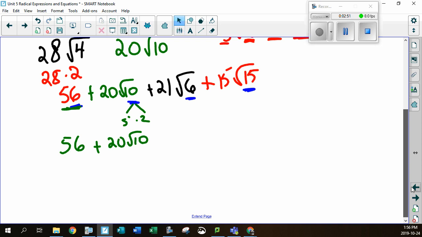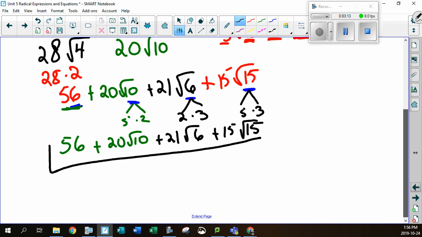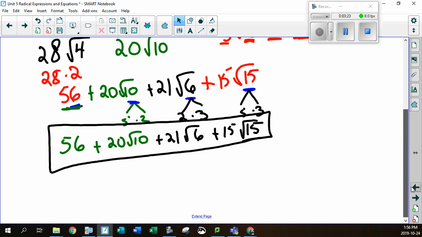Now, look at this number here, root 6. That's 2 times 3. Again, no pairs, no doubles, so we can't break that one down. That's 21 root 6. How about this one? Oh, 15 is 5 times 3. There's no pair there either. So that's 15 root 15, and it still sits there. And look, not a single one of these is alike. So that whole thing is your answer. Oh my goodness, that's amazing. That's the way it goes.